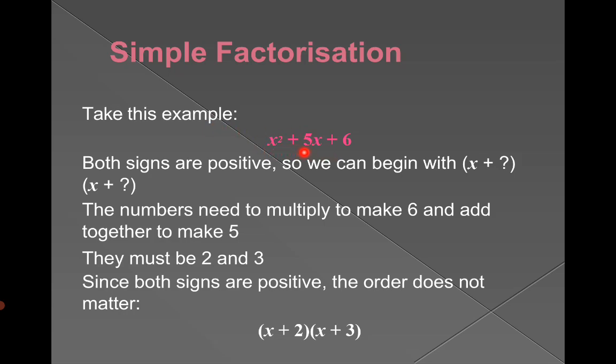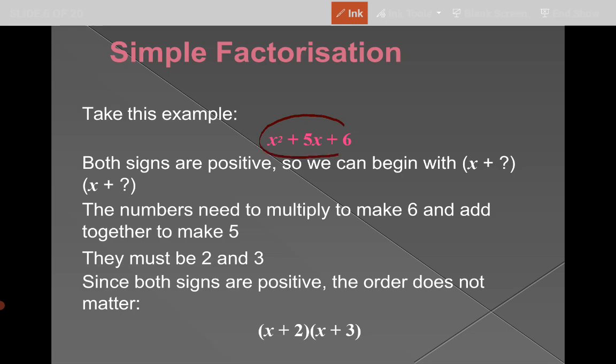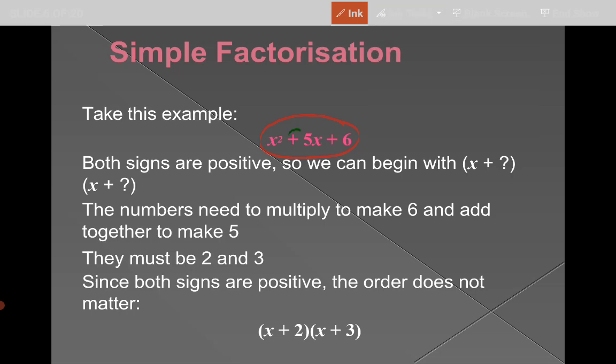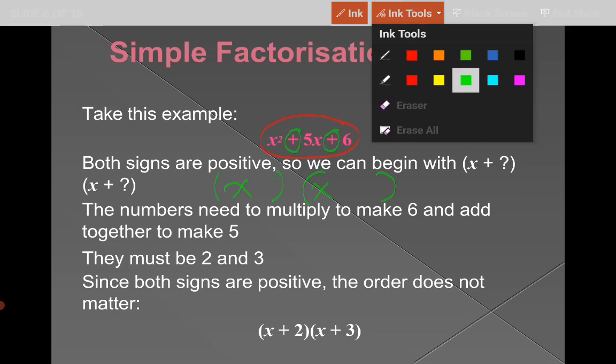All right, take this for example. Let's say we have x squared plus 5x plus 6. We would like to factorize this expression, x squared plus 5x plus 6. Now, since both signs are positive, we have a positive sign here and a positive sign there. So that means our two brackets will have an x in one bracket and another x in the other bracket, but we are not sure yet.